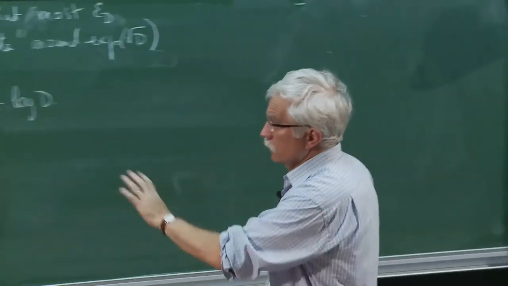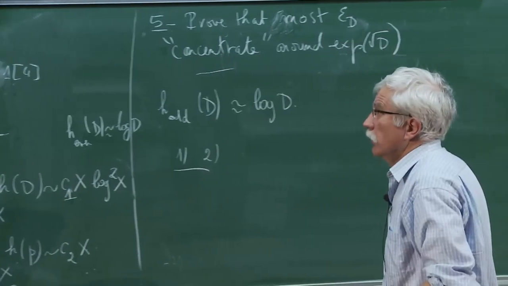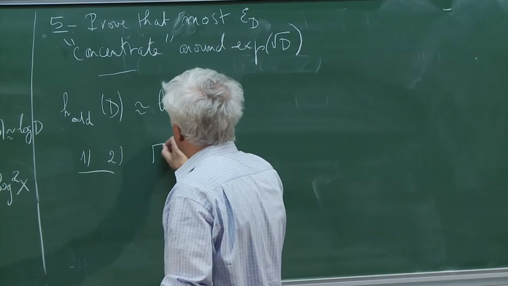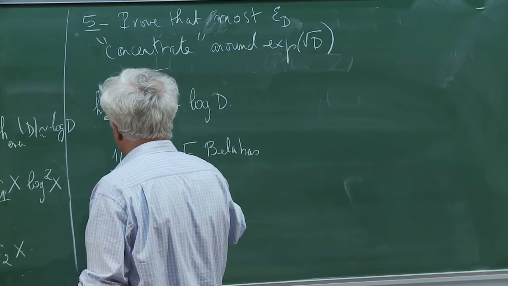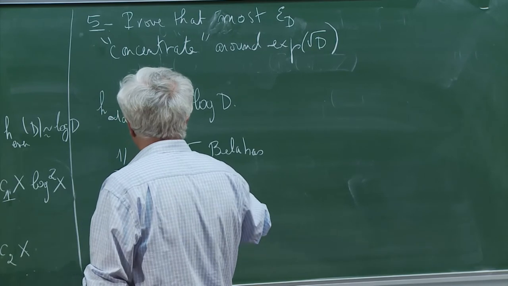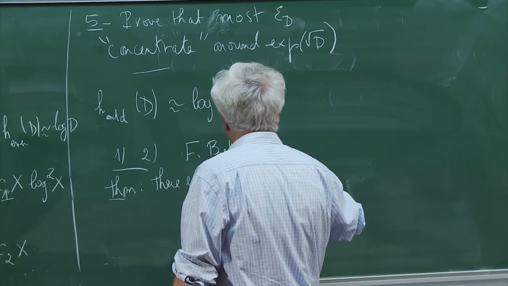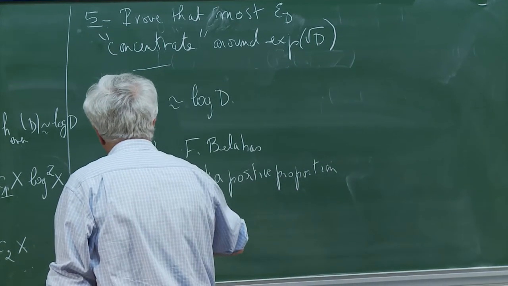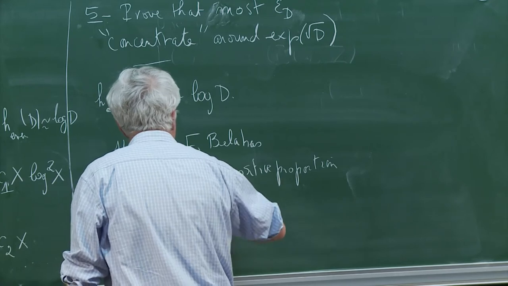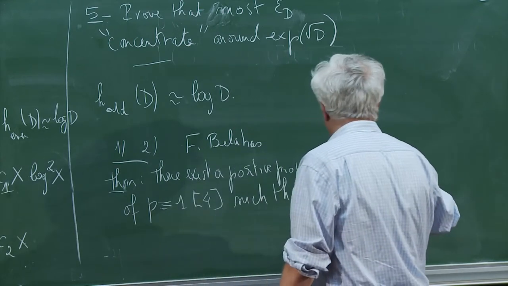And I would say that what is known, what I like about 1 and 2, so nothing precise is known about 1 and 2, but I have a strange result with Karim Belabas, which says, it is a theorem, not a feeling, these are conjectures, that there exists a positive proportion of P congruent to 1 mod 4 such that 3 does not divide H of P.